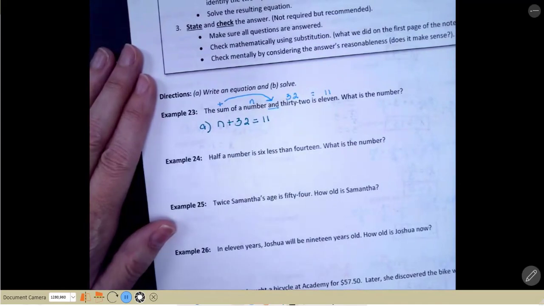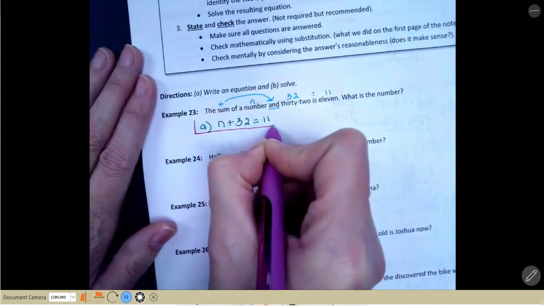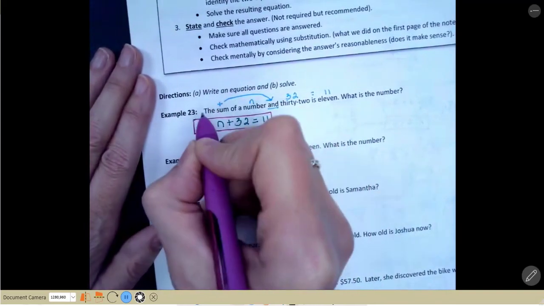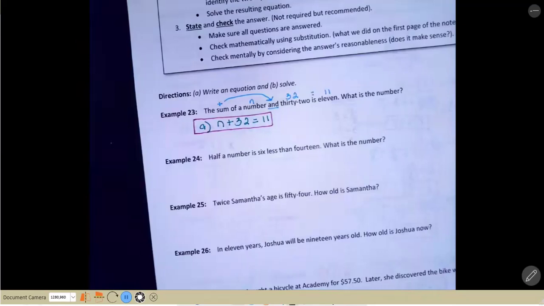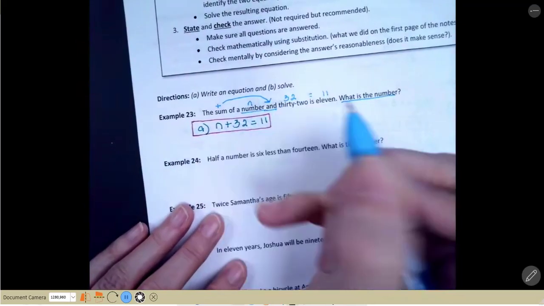You must write out the equation. That's part of this lesson, learning how to write out the equations. So I don't want to see 32 minus 11 and then your answer. I actually want to see a variable in the equation. Then it asks, what is that number? So what is this number right here?